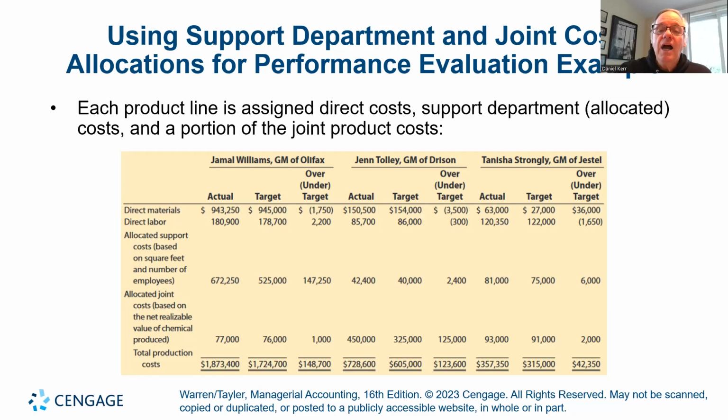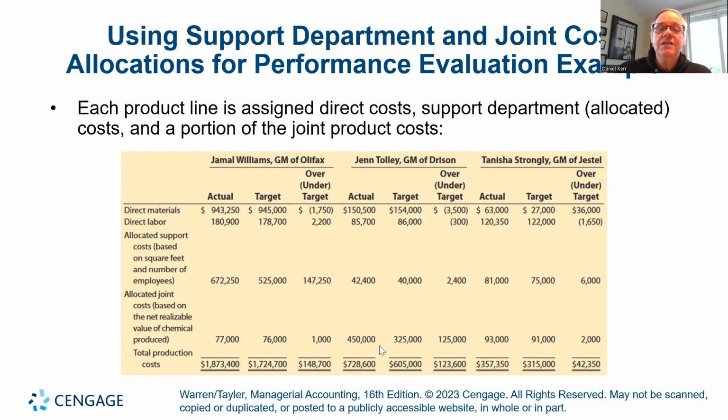And Jen is over budget by 123.6. If you divide that by 605, Jen is over budget by over 20%. And then Tanisha actually is over budget. The 42,350 divided by 315 gives you 13.5%. So if you look at where they are in terms of the percentage over budget, actually Jamal is the one that has the smallest variance, 8.6%. So that's one way of looking at it.